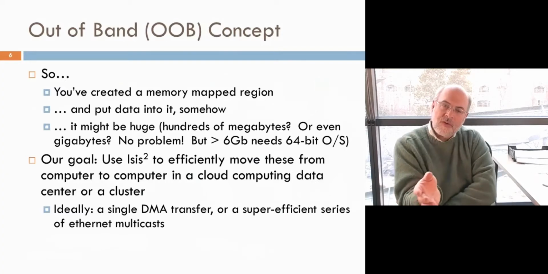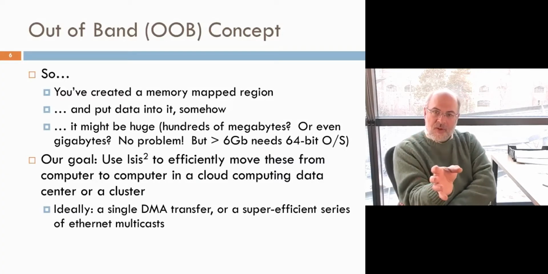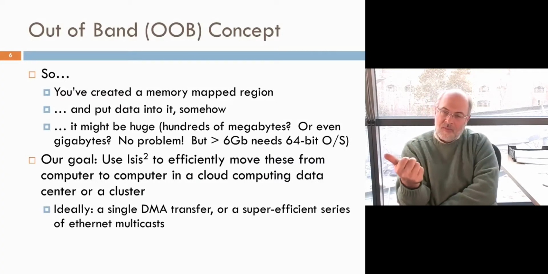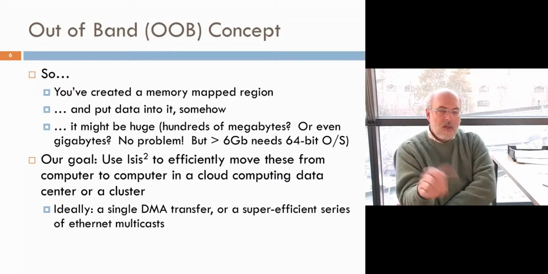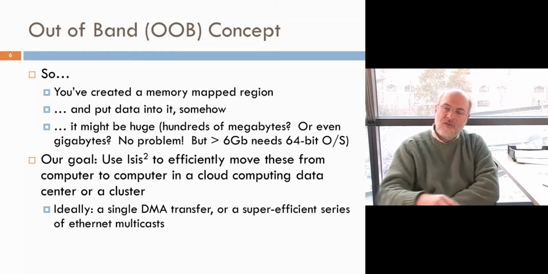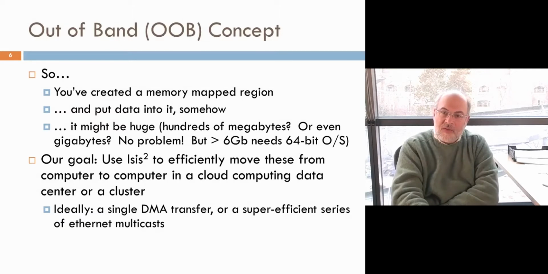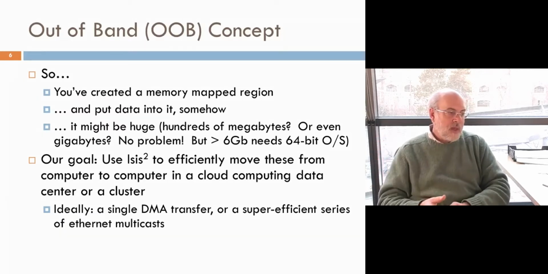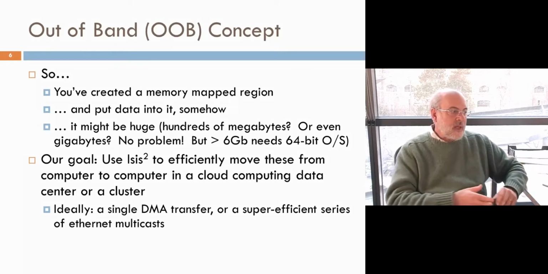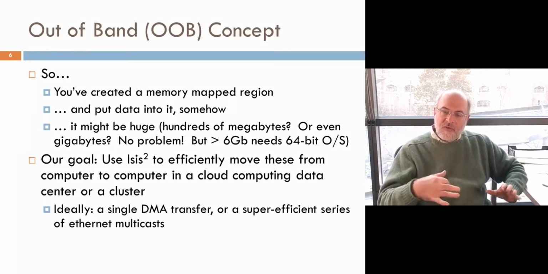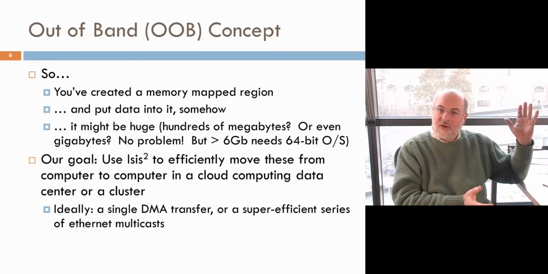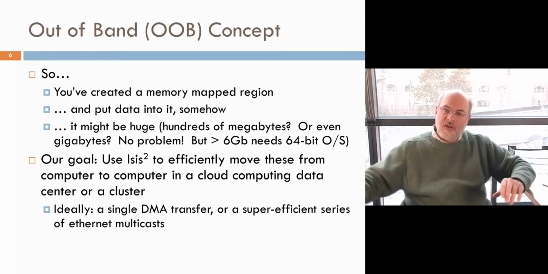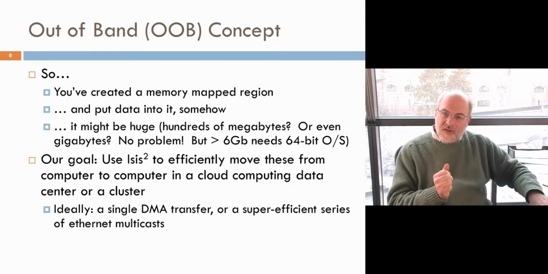So how does this work in total? You've created a memory map file region. It has a name, but maybe even in the /temp area. You put some data in it somehow. It could be your C++ application, which doesn't know anything about ISIS, that did that. Maybe you read it in off a disk, and it could be huge. And our goal is going to be to move that stuff ideally with a single DMA transfer from one source to all the destinations, the fastest that the technology can handle.